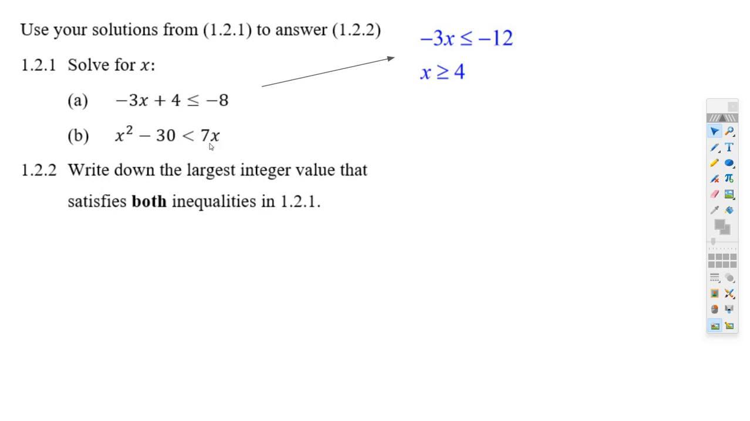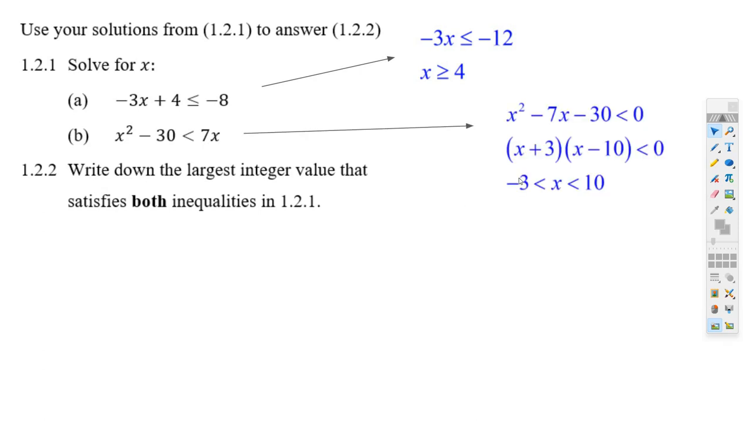Now the next one's a quadratic. We're going to have to subtract 7x. Then we're going to have to factor it, and we're going to have two values to think about. And there it is. We're going to graph it there. We got x plus 3 times x minus 10.